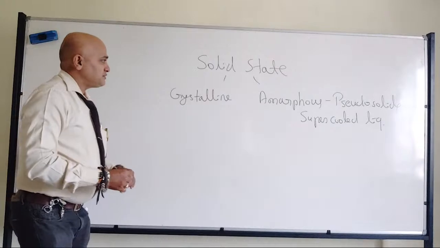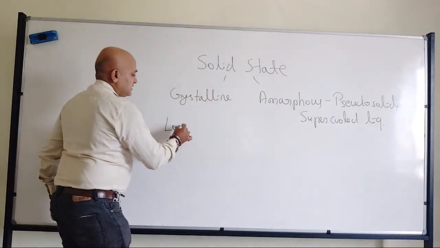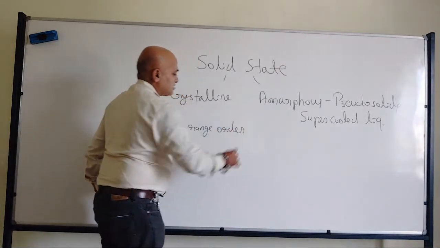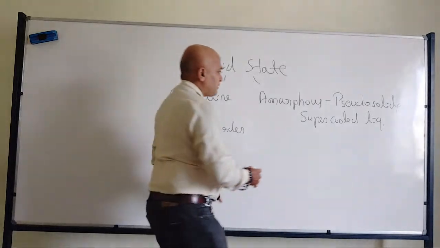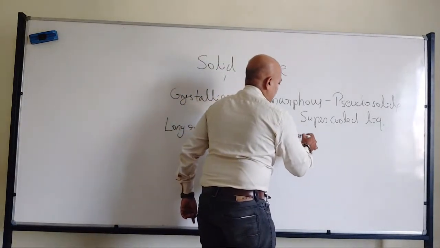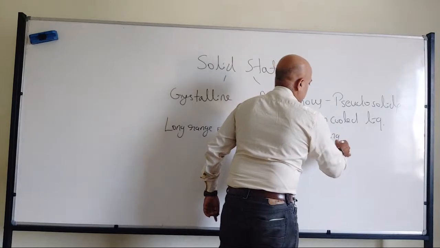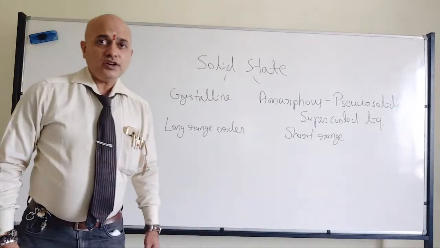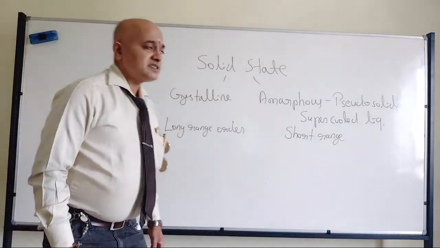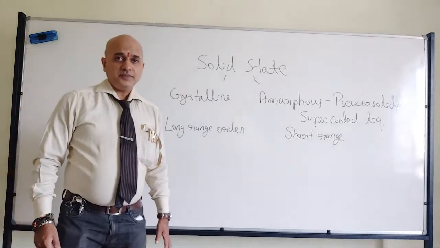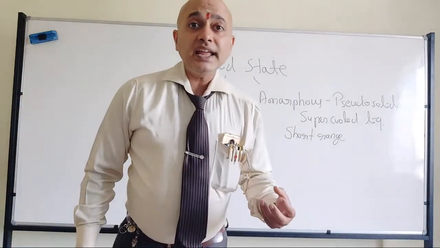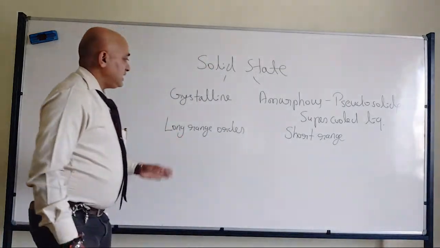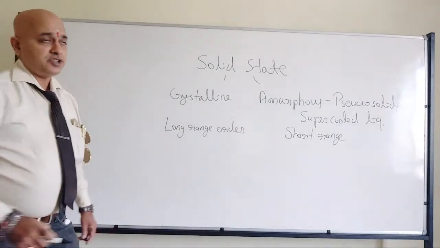Two important words which we have discussed. One is long range order with respect to crystalline solids. When it comes to amorphous, it is short range order. When it comes to crystalline, it is long range order. That is based on the arrangement of the elements in the crystal.